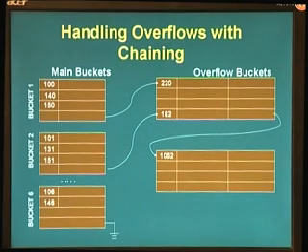So this slide here shows the concept of chaining, where there are main buckets here which in turn have pointers to overflow buckets, and these pointers point to exact records in these overflow buckets, and each record here has a next record pointer which points to the next overflow record that is managed by these overflow buckets.